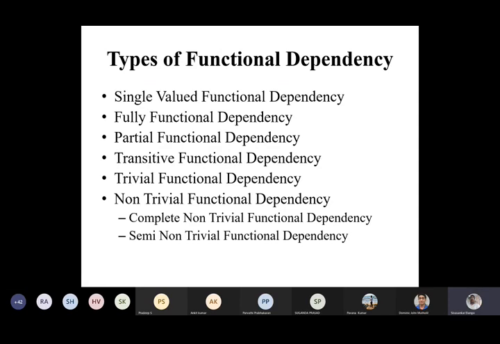Similarly, we also studied transitive functional dependency. If X determines A and A determines B, then there exists a dependency between X and B, and it should not be there in the case of third normal form. So transitive dependency should not exist between the attributes in a relation, and we studied how to eliminate transitive functional dependency. In third normal form, any non-prime attribute should not be transitively dependent on the prime attribute.